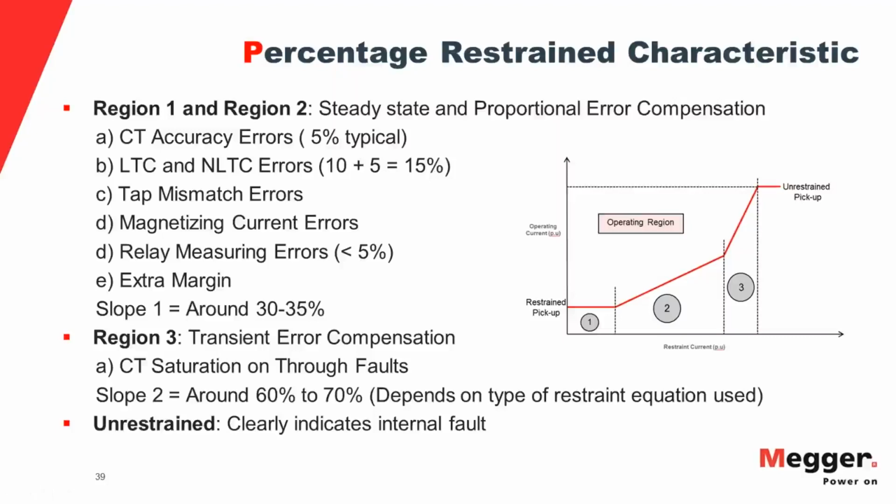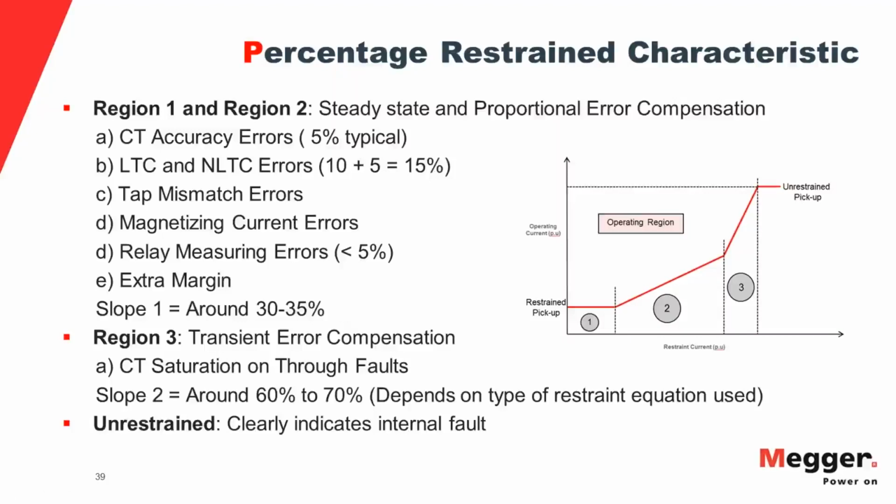So this percentage restraint characteristic takes care of all the challenges we have discussed so far. It also takes care of a dual slope characteristic. This region 3 addresses the issues caused by CT saturation, especially on external faults. If you have an external fault, asymmetrical or symmetrical, that causes the CTs to saturate, this might create a differential current and can trip.